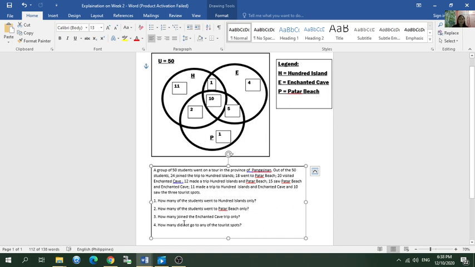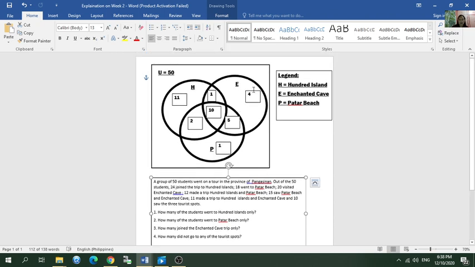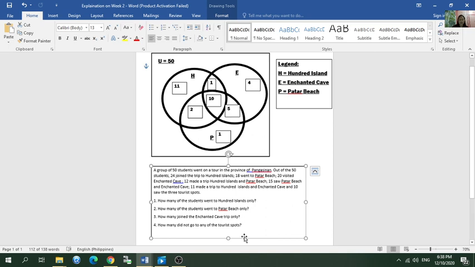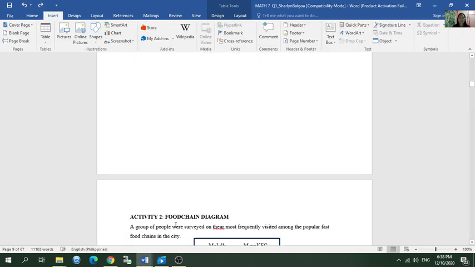Okay? Next, for question number 4, how many did not go to any of the tourist spots? Anong sinabi ko sa inyo kanina? Lahat ito i-add mo. Since meron tayong universal set na 50, 50 minus yung total nito, yun ang magiging sagot mo doon sa question number 4. Okay, naintindihan natin. So that ends our explanation in activity number 1.